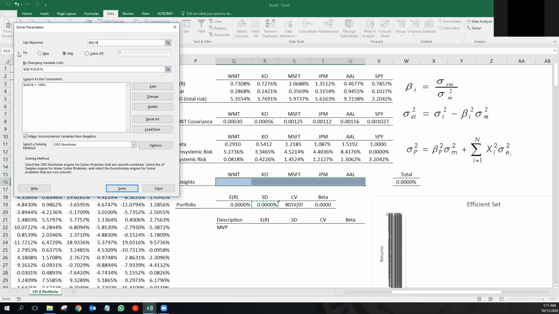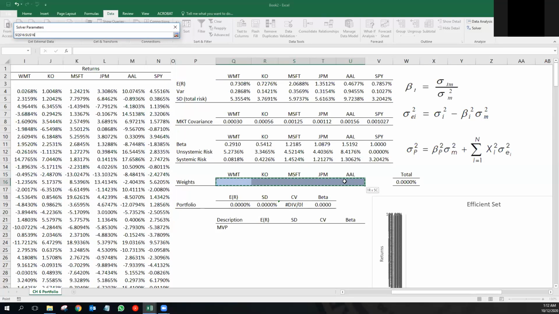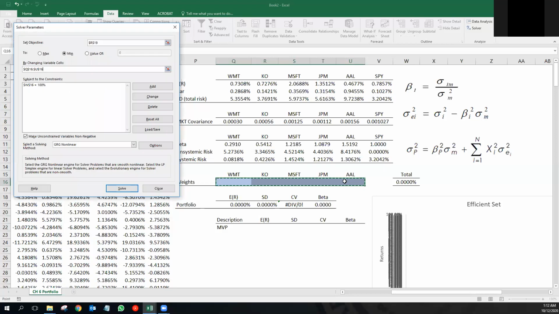So that's why I select here between maximum, minimum, or a specific value. I'm going to set it to minimum. So it's going to minimize the standard deviation. Now I'm going to delete this. It's already pre-filled, but I was working on it earlier. It's going to say, okay, to minimize this, which variables do you want me to change? Well, we want to change these here. Those are the ones that are going to be changing.